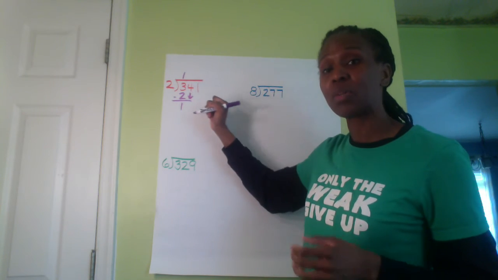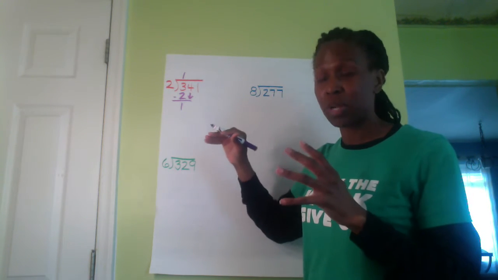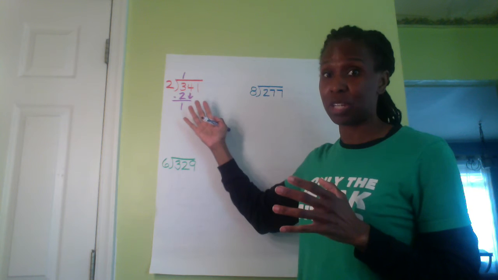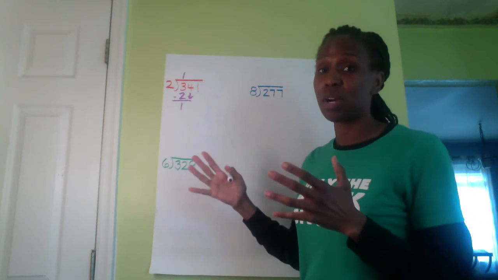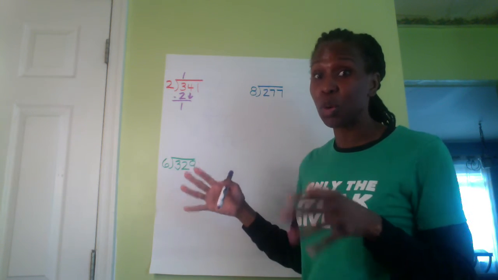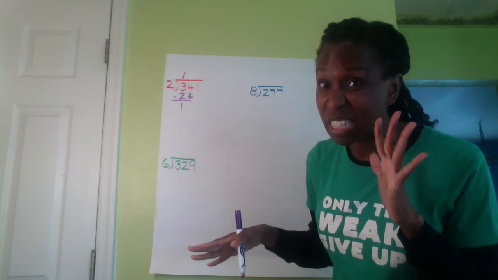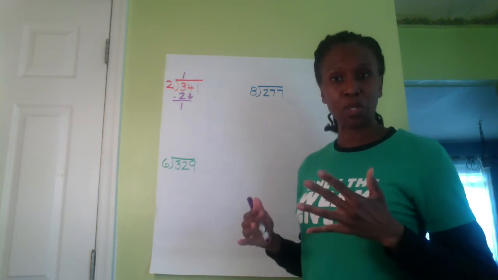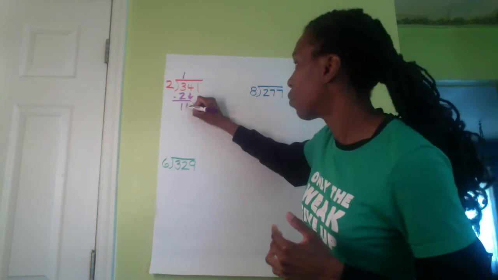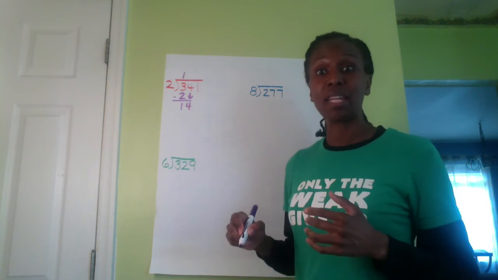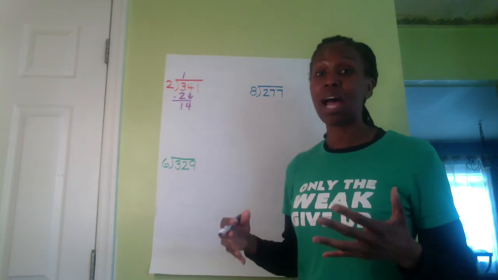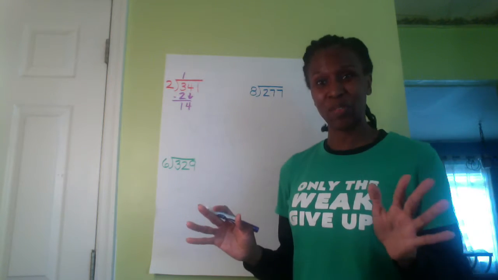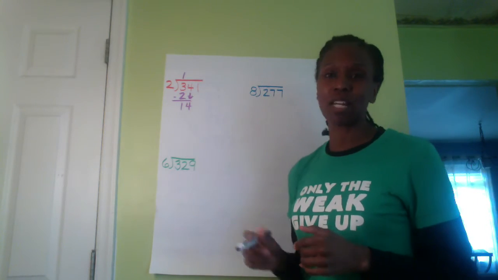Again, I write that arrow to help me to keep myself organized because now that we have 3 digits, there's a lot going on here. And truth be told, we're going to be working with 4 digits later on. So make sure you're keeping yourself organized. So I bring down the 4. And now I repeat the whole thing over again. All right, so it's 14 divided by 2.